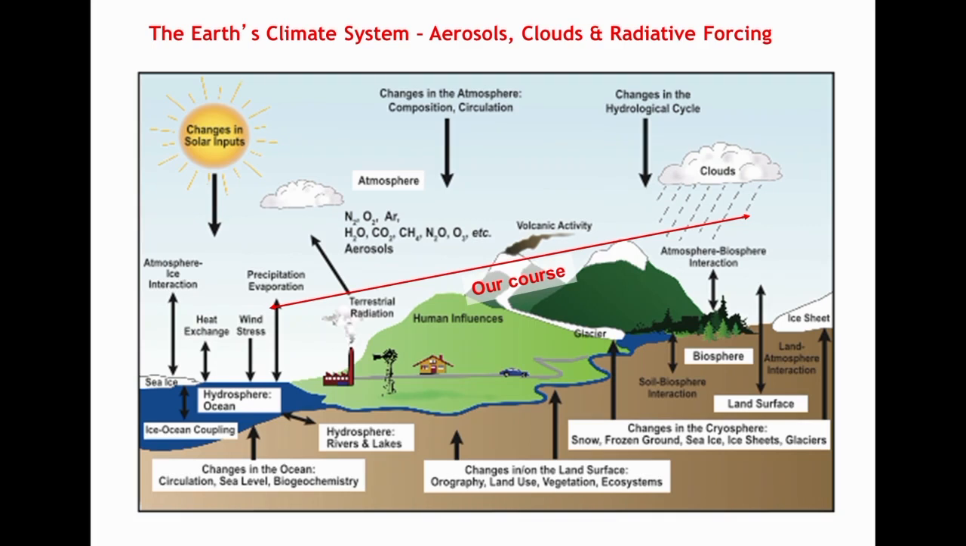But the air acts as a big vector. Aerosol particles in the air act as very effective vectors for transporting micro and macronutrients. So that's the final reason we're really interested in. So there's the climate effects, the health effects, and the biogeochemical cycle.